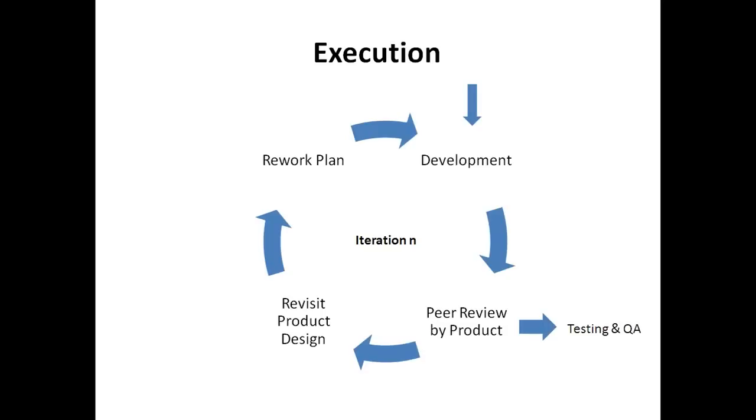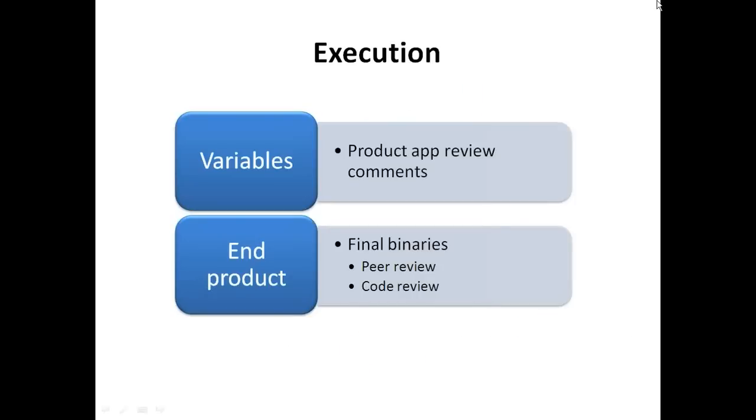So it always helps to have some kind of a design ready before you enter into this loop of iterations of development. Once the product team is satisfied with the product they have in hand, it goes into testing and QA. So our variables in the execution step are the product app review comments. And the end product would be the final binaries, which have been put through peer review as well as code review.